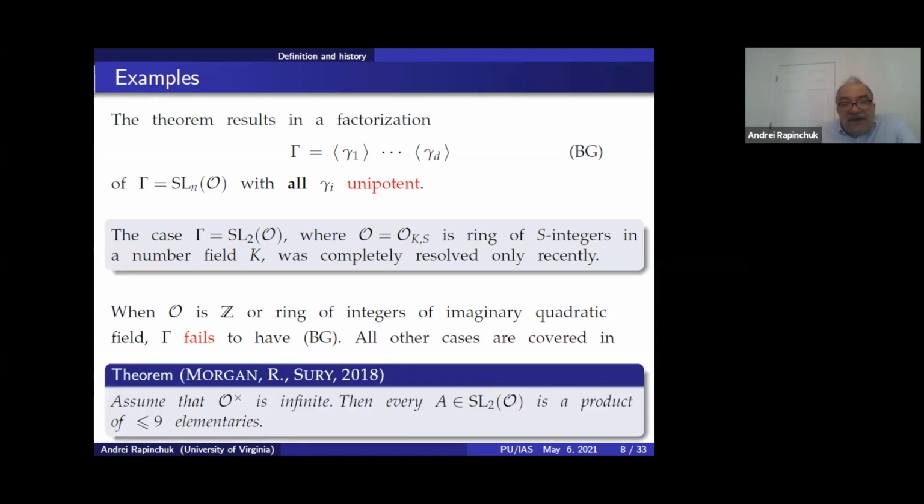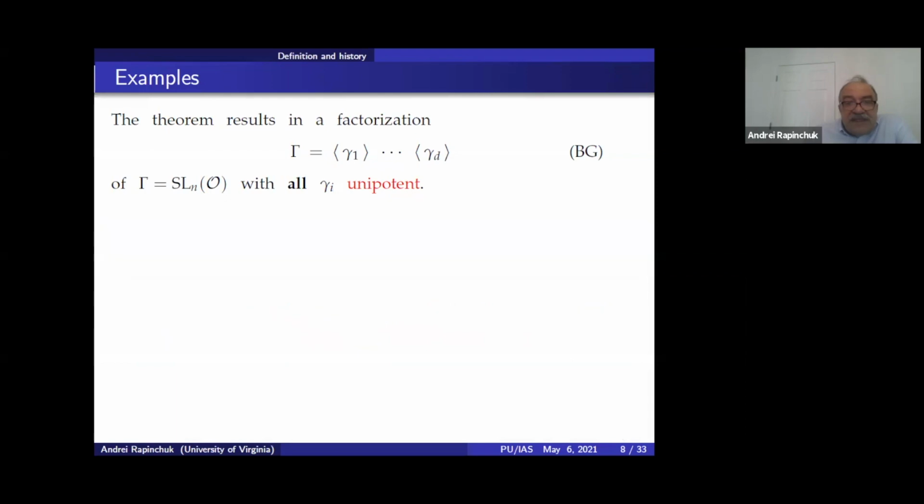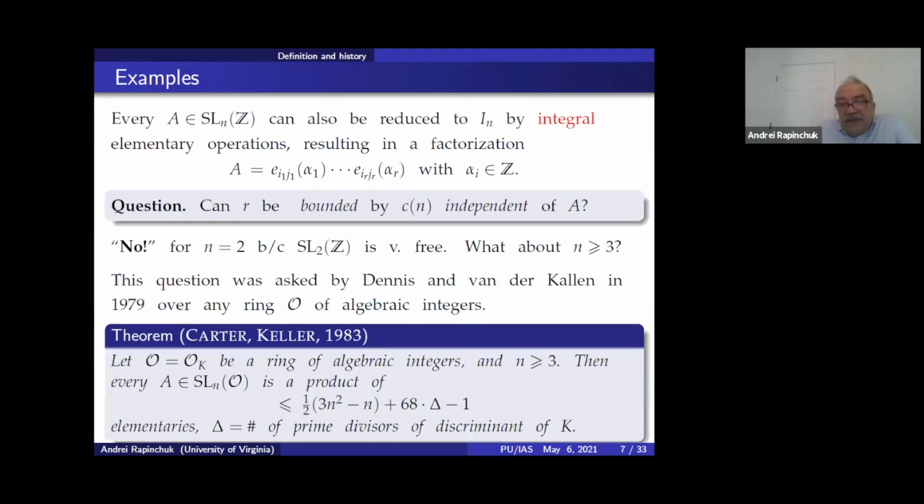Now, all other cases were covered in the following theorem, proved jointly with my former student Morgan and Suri. And it states the following. So suppose the group of units of our ring is infinite, where O is again the ring of S integers of some number field. Then every unimodular matrix is a product of at most 9 elementary matrices. And of course, one application of this theorem is that the bound I had on the previous slide can be made independent of the field over all fields except for imaginary quadratic extensions.